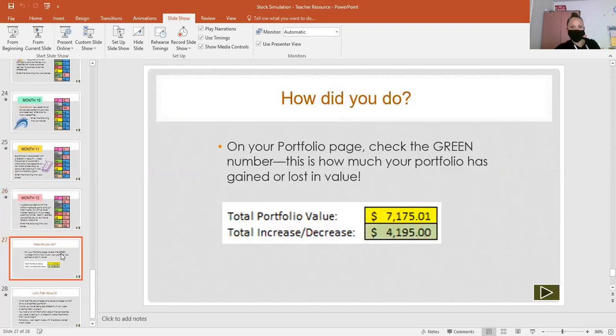All right, so how did you do on the portfolio page? So at the bottom, click on the portfolio tab. Check the green number. That's how much your portfolio has lost or gained in value. If you lost, I believe it will be in parentheses. So it tells you your new value, how much you lost or gained.